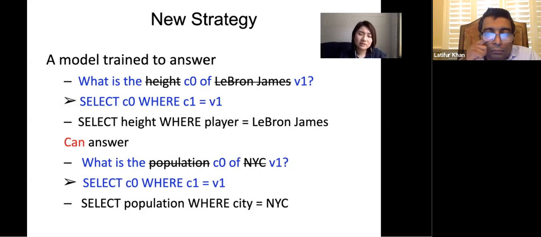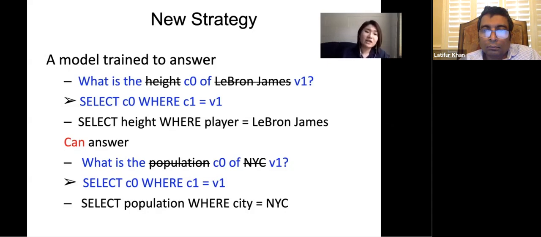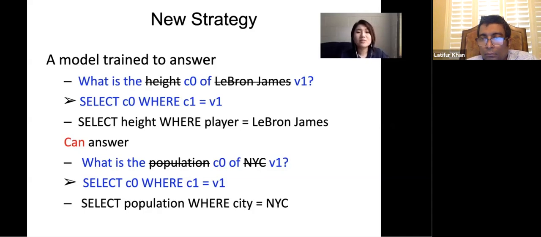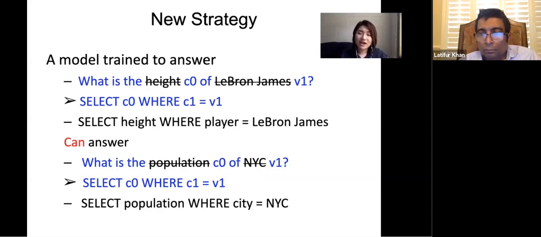With such replacement, even if the model is trained with the sports domain, the input is not confined to that domain. With the same assumption that the model is well trained in the sports domain, given a new question, what's the population of New York City? After replacement, what the model receives is what's the CO of V1, and the model definitely has seen it before and is able to generate the correct SQL.